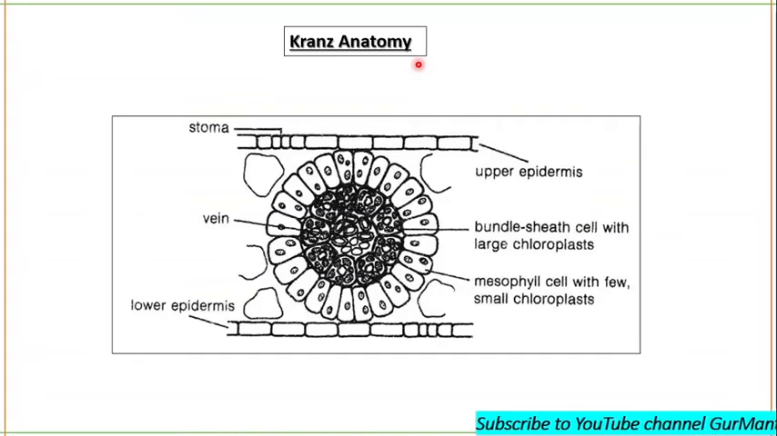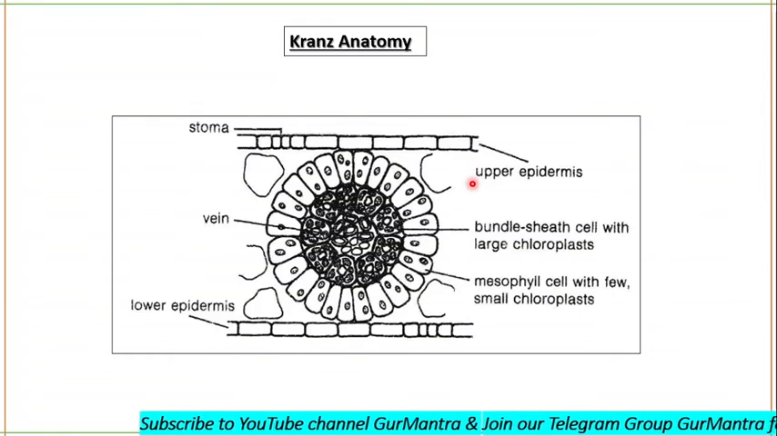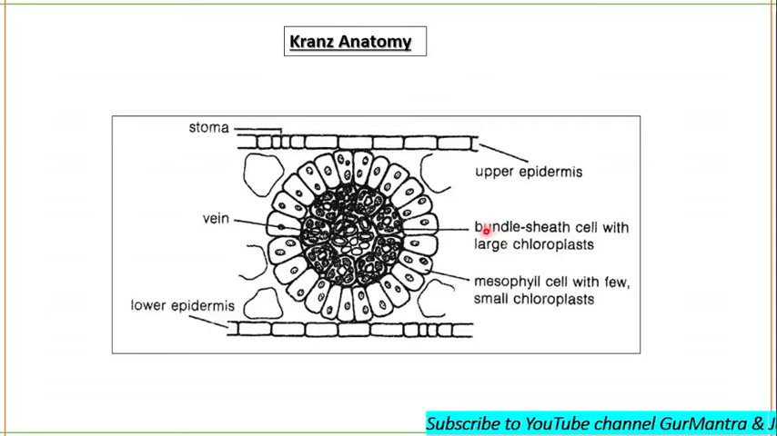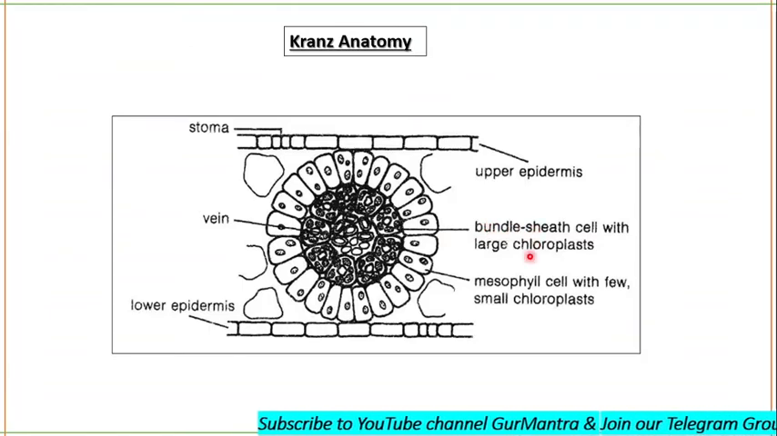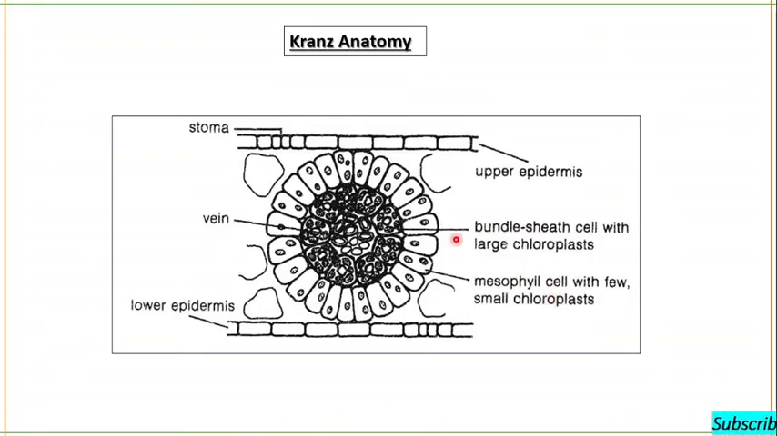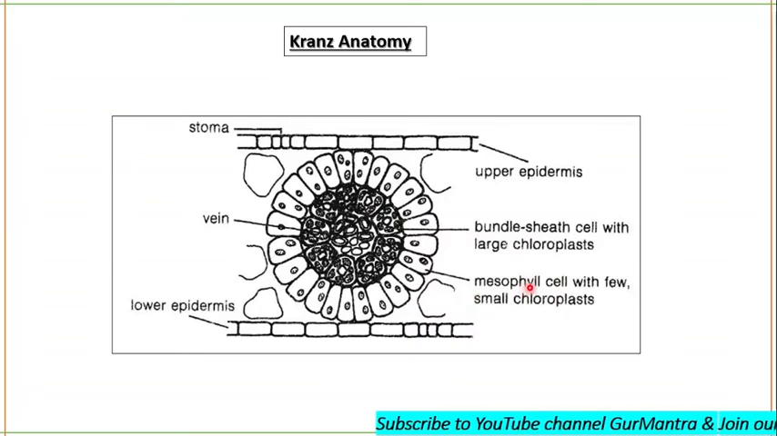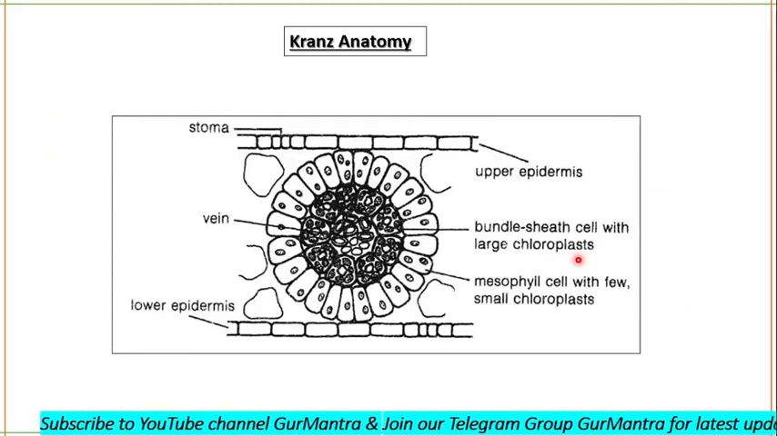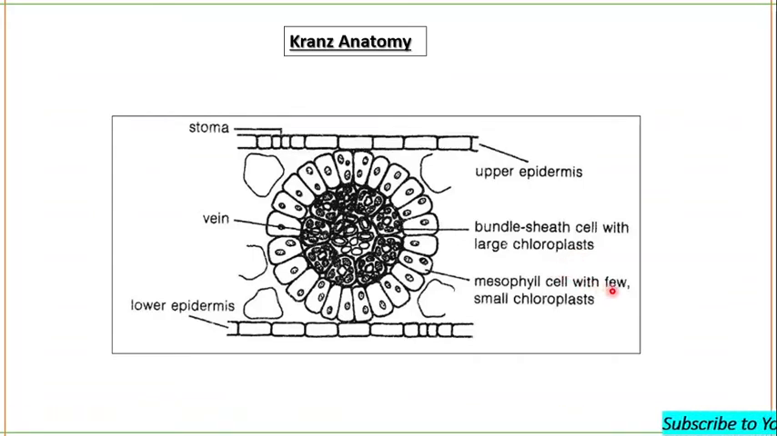Now, what happens in this Kranz Anatomy? In Kranz Anatomy, what we see, there are two different types of cells. One is bundle sheath cell having chloroplast, another is mesophyll cells with chloroplast. Okay, one is bundle sheath cell, other is mesophyll cell. Okay, these bundle sheath cells have large chloroplast, while mesophyll cells are with a few and small chloroplasts.